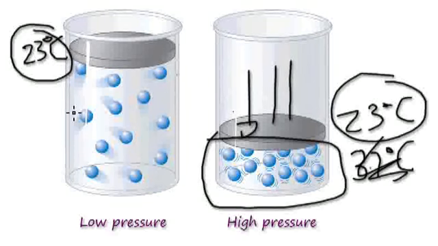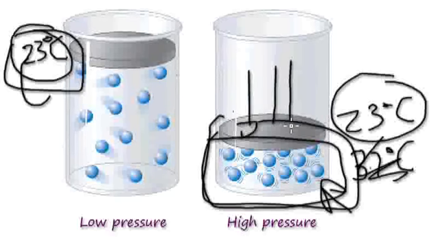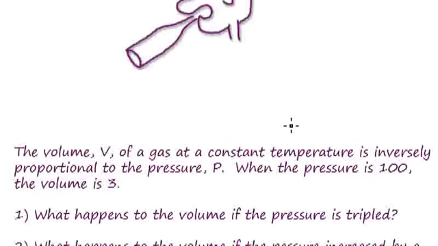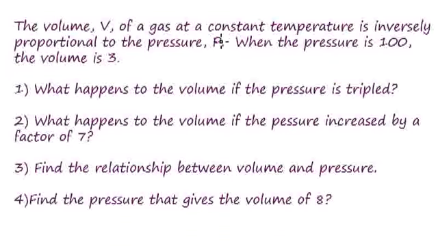Constant means the same temperature. So you're not allowed to heat up this side. This side cannot be hotter or cooler than this side. It has to be at a constant temperature. Okay, so anyway, the volume V of a gas at a constant temperature is inversely proportional to the pressure. Whatever that means, let's just translate it to math. So the volume V of a gas is inversely proportional to the pressure. So we can immediately jump to this.